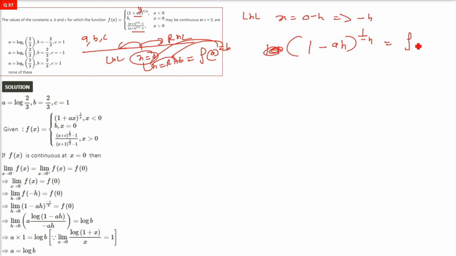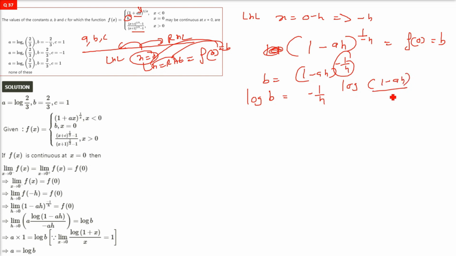So this is equivalent to f(0), which is b. So b equals (1 minus ah) to the power minus 1 by h. Whenever you have a power like this, you just take the log. It will be very easy. So when you take the log of b, the power comes outside, minus 1 by h, and then you have log(1 minus ah). Please remember this log is log base e. Now you have to have a negative ah in the denominator, so the negative ah we have to put in the numerator.